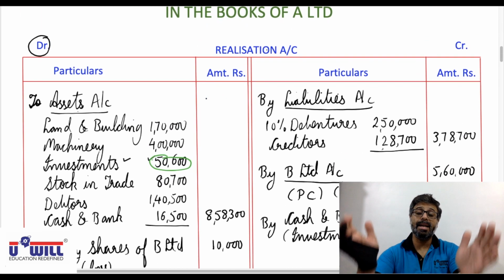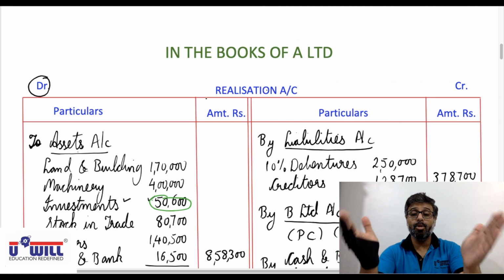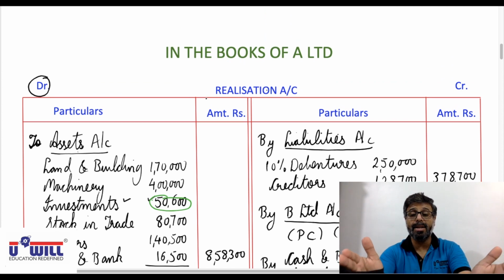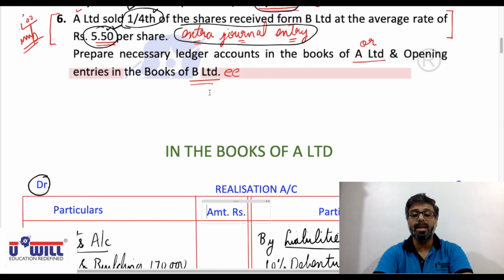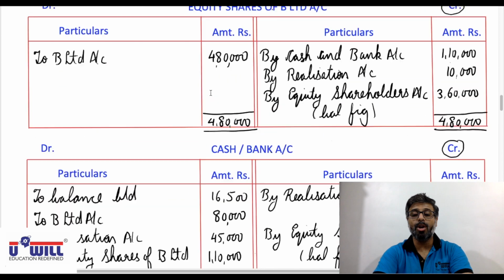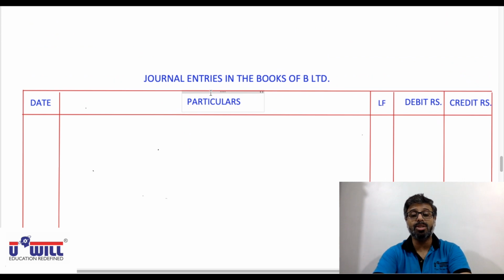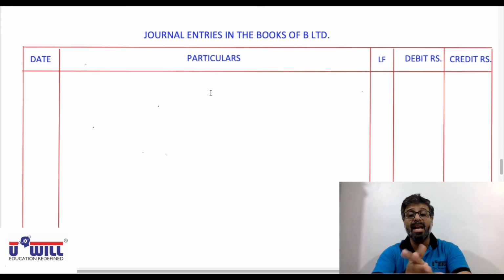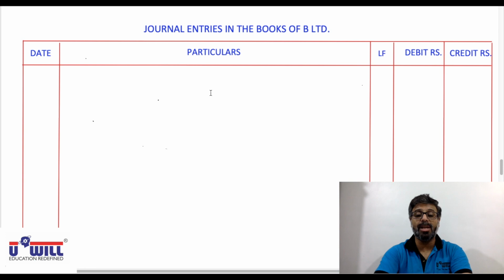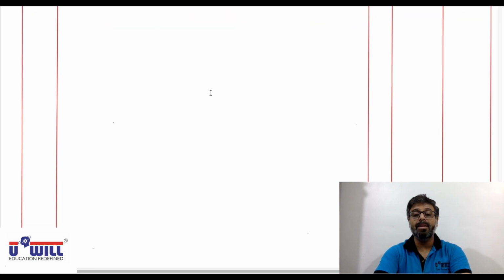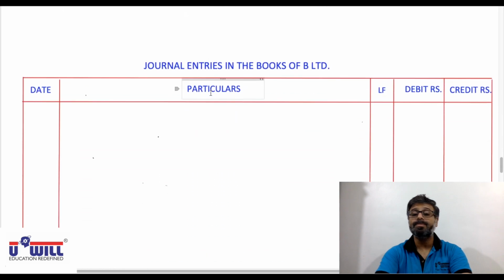Now again, as I said, if you are exhausted, you can pause the video, take a break and after 15 to 20 minutes you can watch the next part, that is opening entries in the books of B Limited. And if you are not exhausted, then continue watching the video and pass the entries in the books of B Limited. Meanwhile, pause the video and make the format for journal entries in the books of B Limited. 1 or 1.5 page format. Make it fast. Come on.